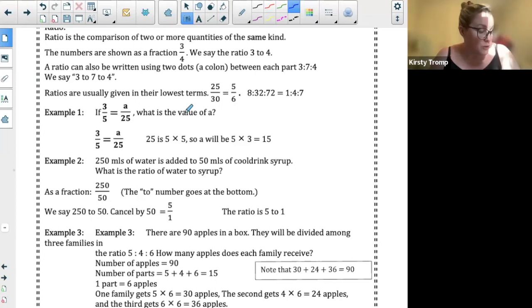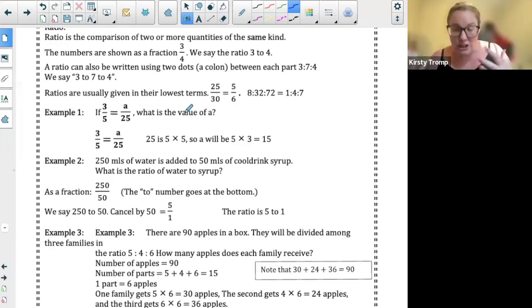For example 2, 250 mils of water is added to 50 mils of cool drink syrup. What is the ratio of water to syrup? So remember when you're making something like Oros, or maybe green juice or red juice. I used to really like green juice when I was your age, okay? When you squeeze in the juice and then you have water with it, all right?